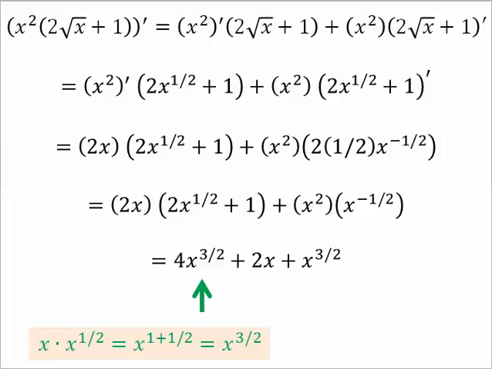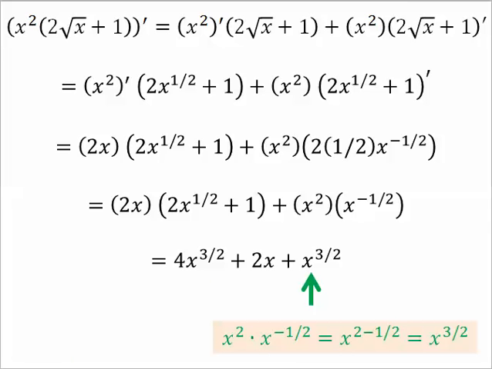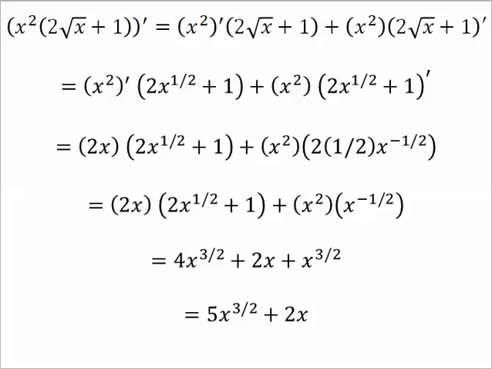When I distribute the 2x, for my first term I get 4x to the 3/4. When I distribute the x squared, I get x to the 3/2. Alright, so now I've got x to the 3/2. I have 4 of them, and then I've got x to the 3/2. I have 1 of them, so 4 plus 1 is 5. And that is my final answer.